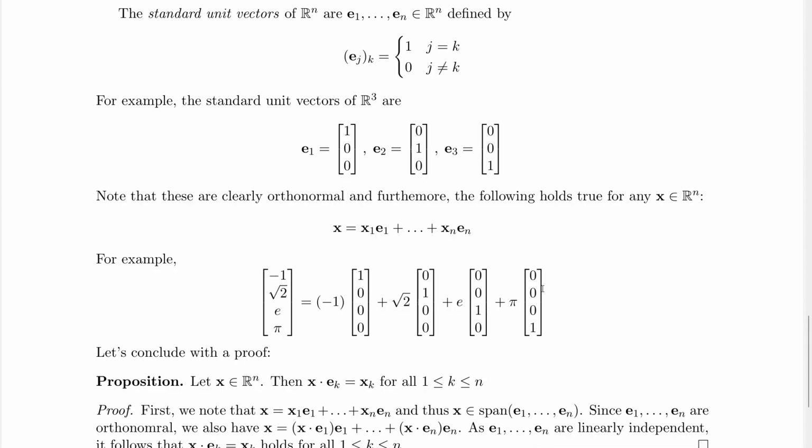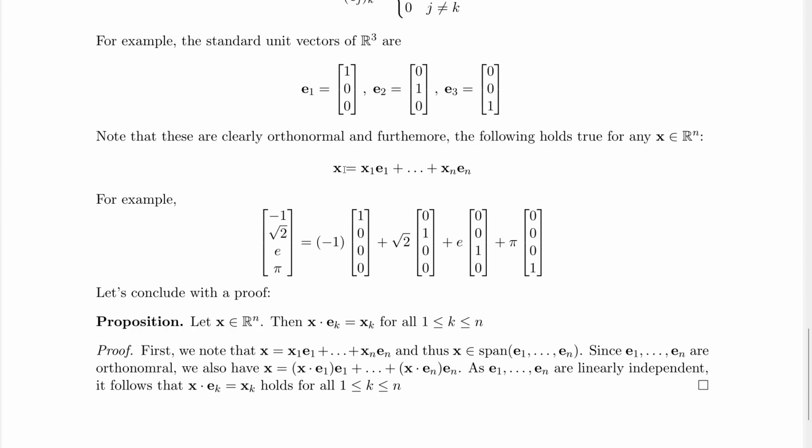So, first we note that x is a linear combo of the standard unit vectors. We already know that. So note, it belongs to the span. Now, what do we also know about the standard unit vectors? They're orthonormal, as I typed here, orthonormal. So what do we know? Well, by the earlier proof we did, we know that the linear combination that x would be equal to has the dot products as the coefficients.